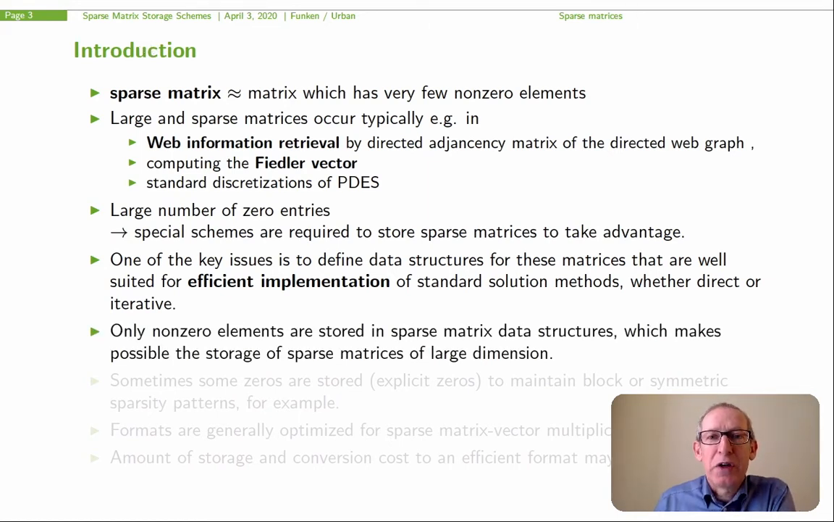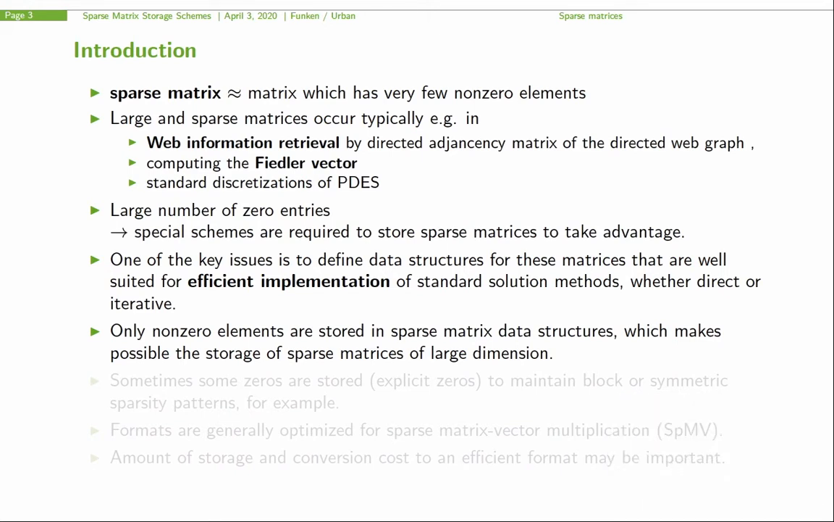So if we have special schemes to get rid of all these zeros so that we store only the non-zero elements, it makes it possible to store sparse matrices of very large dimensions. So let's say 1 million or 10 million on your home laptop or computer will be possible. So sometimes zeros are stored, the explicit zeros.